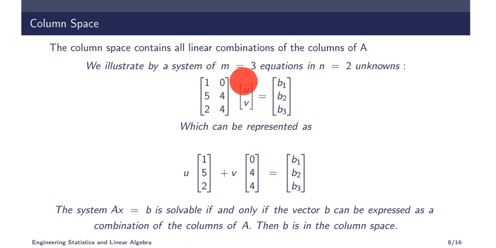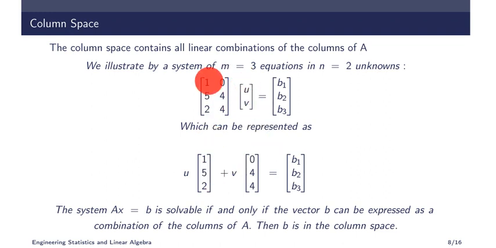Now how many variables are there? U and V are the variables, so two unknowns, but there are three equations: U equal to B1, 5U plus 4V equal to B2, 2U plus 4V equal to B3. Always remember this notation: M is used to represent the number of equations and N is used to represent the number of variables. So the number of elements in B will be M and the number of elements in X will be N.